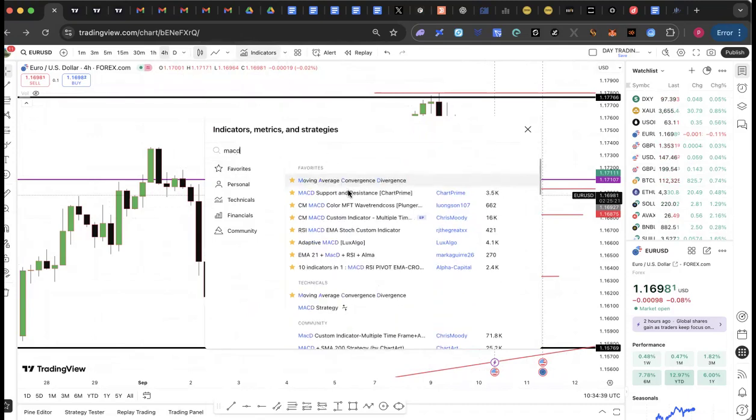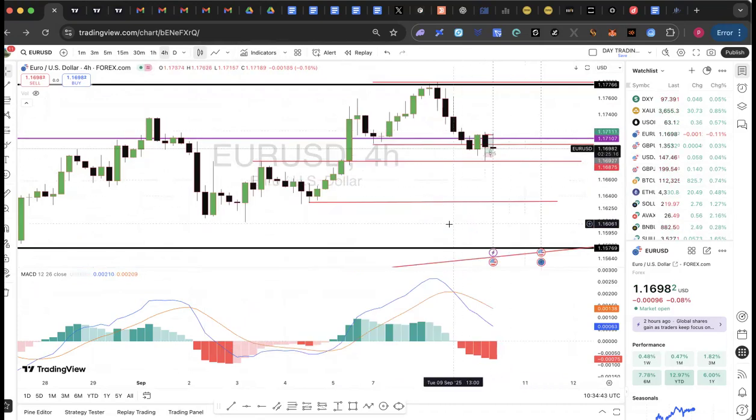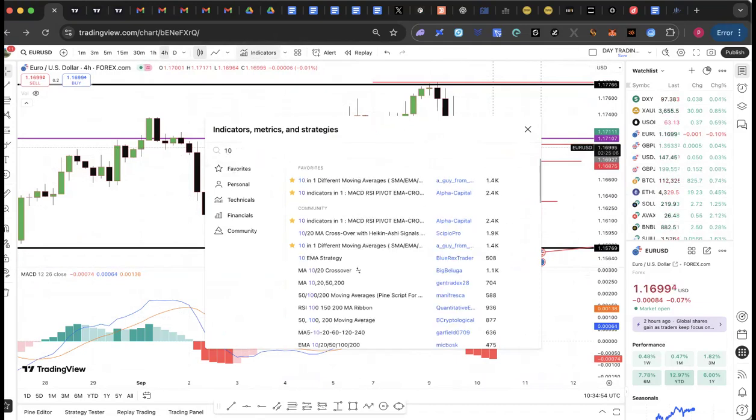And then now listen, please. When you're using all of these things, you are not using them as a replacement of price action. You are using them just to help support your bias. Now, the next one is the trend indicator, which is going to be 10-in-1 moving averages. So these are the two major indicators you're going to need.